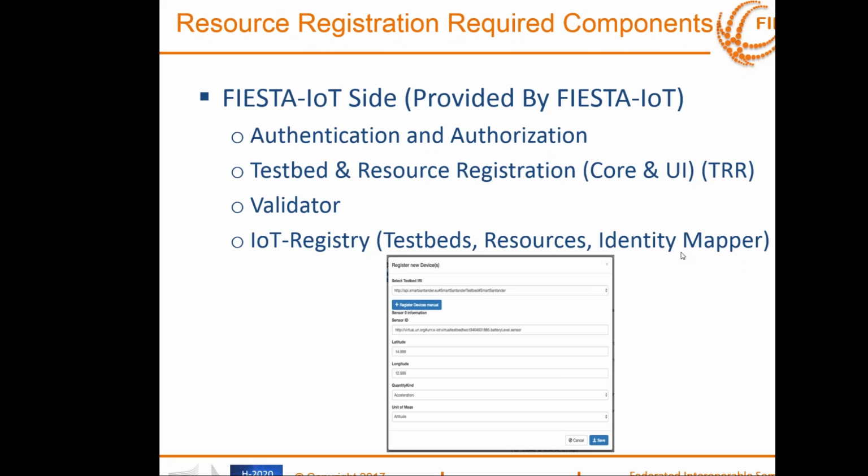So the next step is to register your resources. Again, you need the authentication and authorization. You will use the authentication and authorization component, the testbed resource registration user interface, the validator in order to validate your scripts, and finally the IoT registry to store the annotated metadata. Again, for this, we are offering a user interface that is going to be presented in detail in the next session.